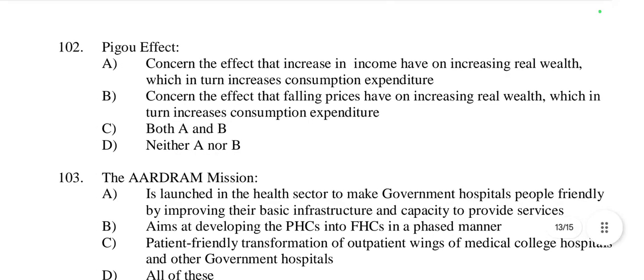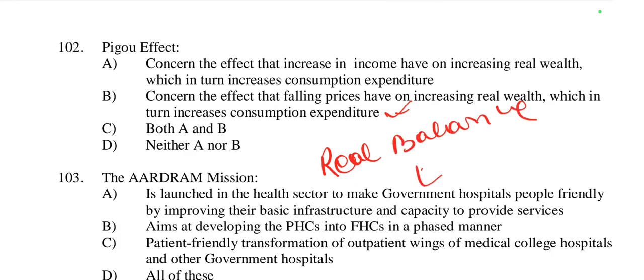Then next question, the Pigou effect. So here, Pigou effect dash. So Pigou effect concerns the effect that increase in income leads to increase in real wealth, which in turn increases consumption expenditure. No. Pigou effect concerns the effect that falling prices have on increasing real wealth, which in turn increases consumption expenditure. This is the right option for Pigou effect. Or Pigou effect, it is otherwise called as real balance effect.